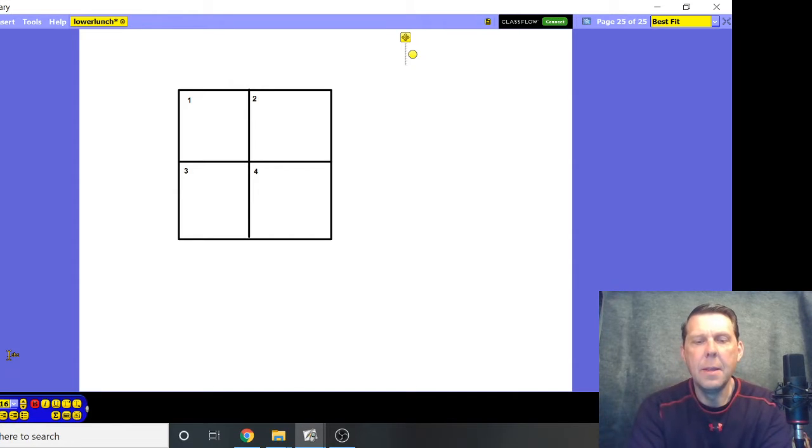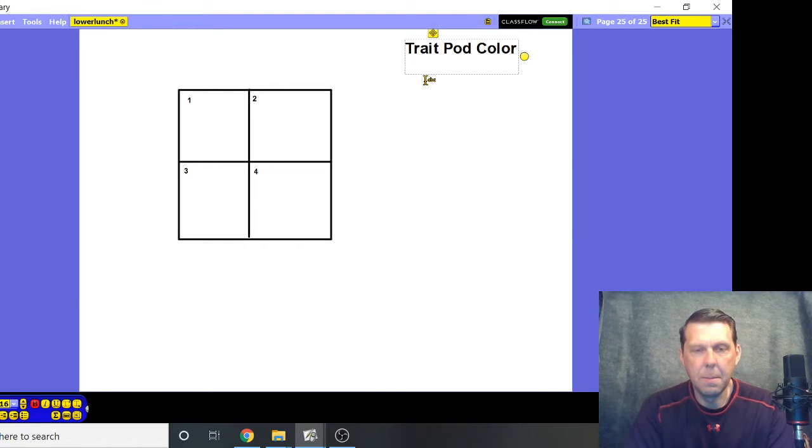Okay? And the phenotype, the trait, is going to be the pod color. That's what we're going to look at. Now, the letters you can use are arbitrary, but generally you go with something that we're discussing. So we're talking about the color. And we have two possibilities. We have dominant and recessive.